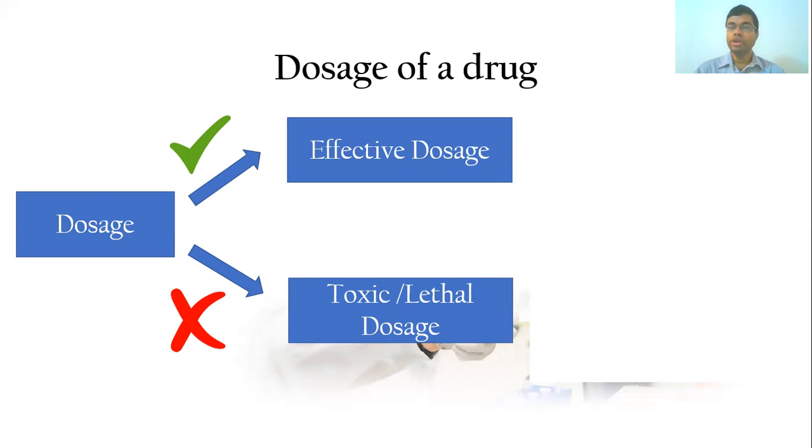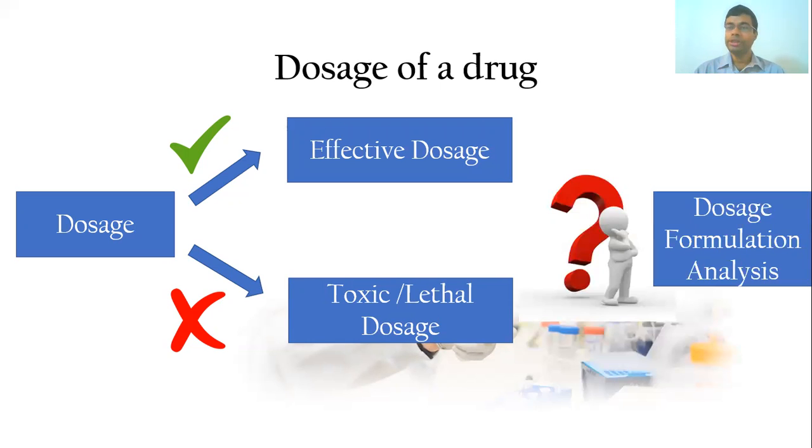Then there are two different areas that we need to discuss, that is toxic or lethal dose. If it is a toxic dose, a person might undergo certain other side effects which might be curable or sometimes they are not curable. Also, the worst case scenario is the lethal dose. That means the person might die. Now, the question is, how are we going to determine the correct dosage?